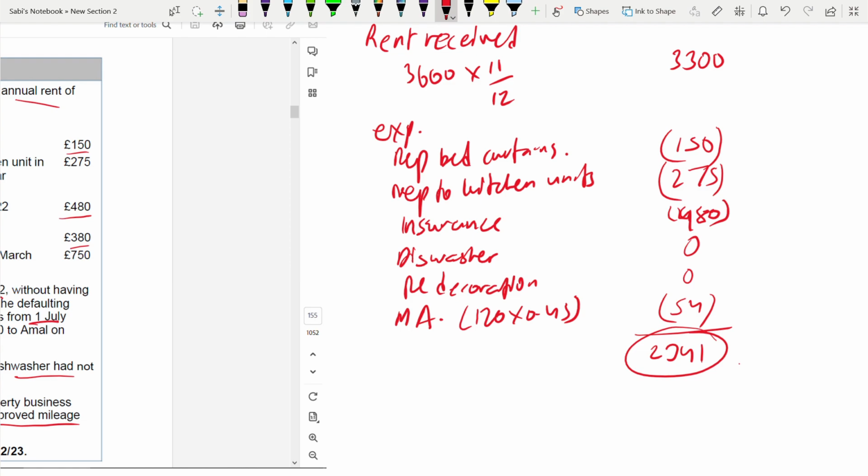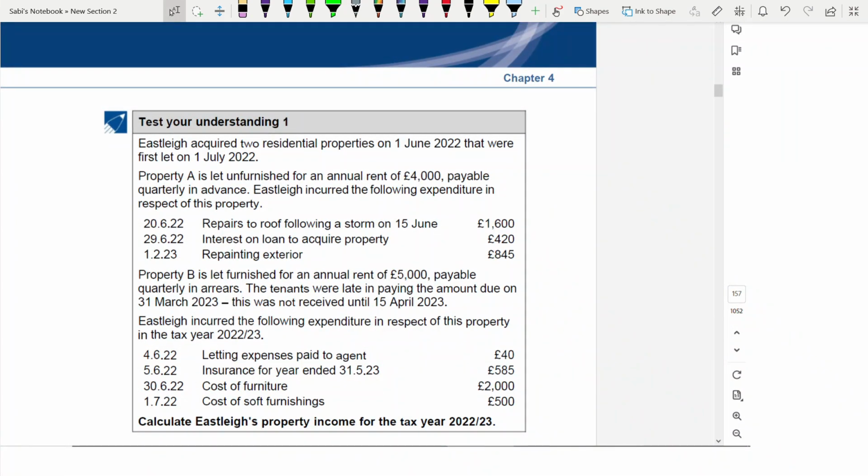Okay. Now, test your understanding 1. Calculate property income is the same. Some income is given, some expenses are given. You have to decide allowable or not allowable and get it. Now, acquire 2 residential property. Okay. So, this is about 2 property. One is property A, the other one is property B. Property A is unfurnished. Property B is furnished. Annual rent is 4,000. Annual rent is 5,000 here. Payable quarterly in advance, payable quarterly in arrears. So, these are the expenses and these are the expenses in respect of property B.